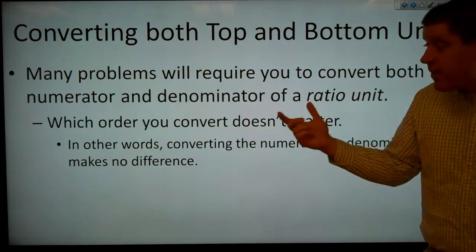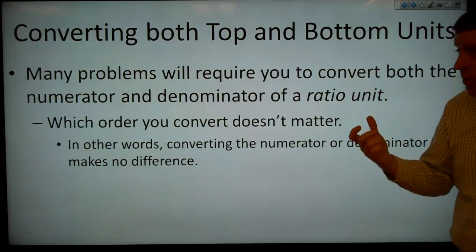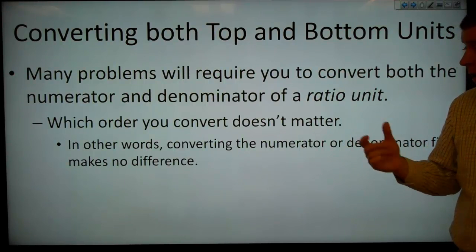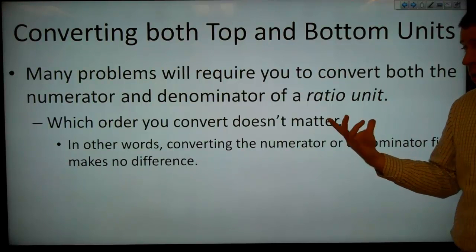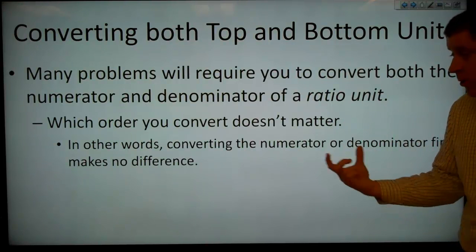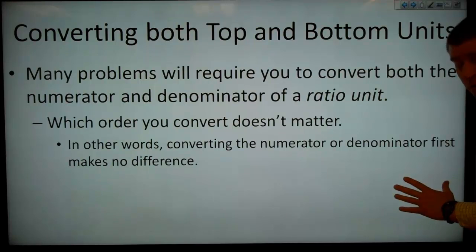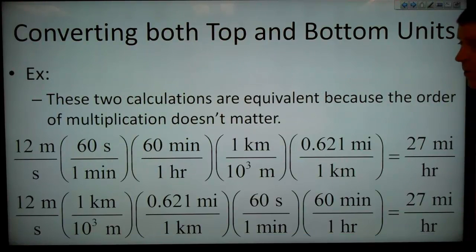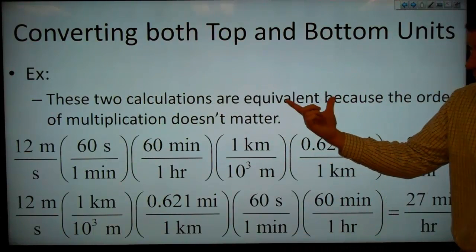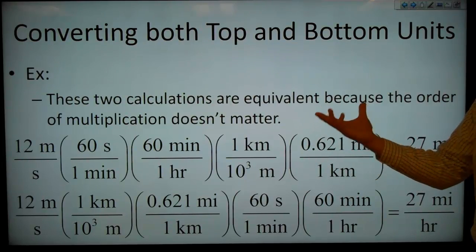So, many different problems will require you to convert both the numerator and denominator of a ratio unit, and the order that you convert in doesn't matter. In other words, converting the numerator or denominator first makes no difference. Just pick one, whichever one you want. So, for example, these two calculations are equivalent because the order of multiplication doesn't matter.